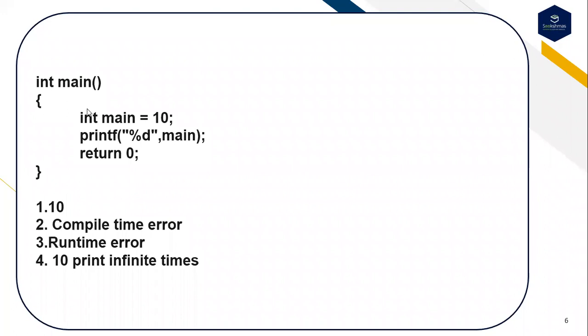This is the fifth question. int main, main = 10; printf("%d", main). And these are the following options. First option is 10. Second option is compile time error. Third option is runtime error. And fourth option is 10 will be printed infinite times. Predict the output of this code.